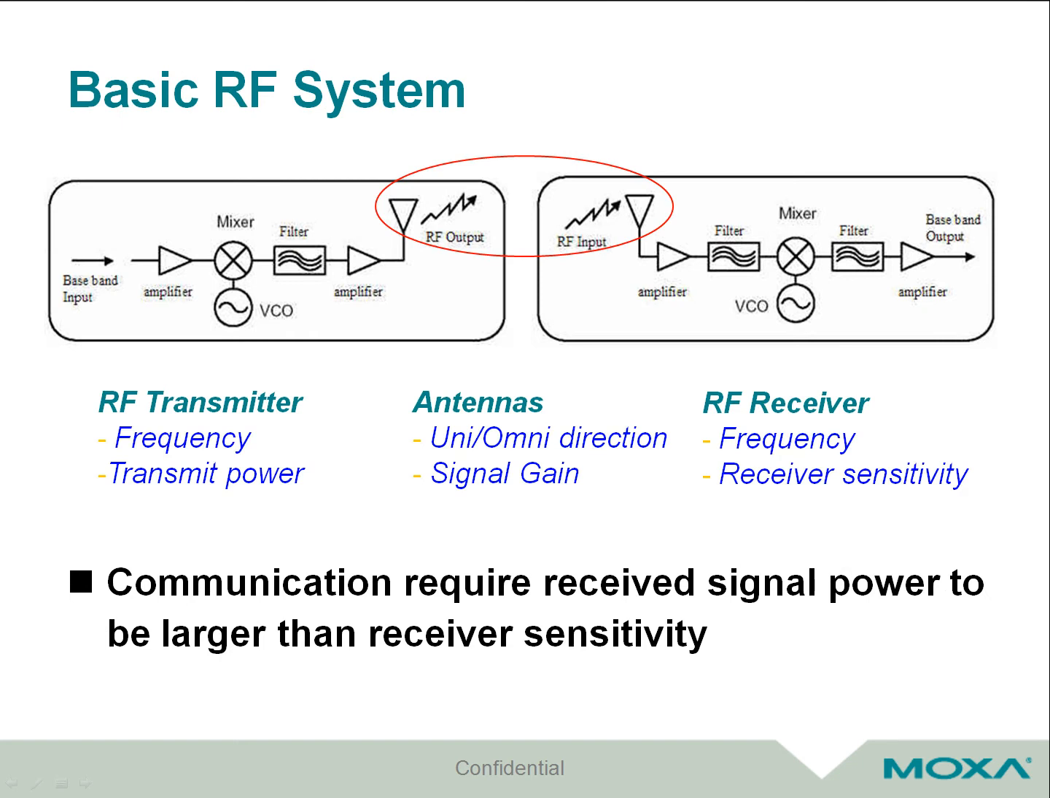Basic RF system consists of transmitter, radio receiver, and antennas. To have a successful communication between them, both transmitter and receiver should be tuned to the same frequency and have sufficient signal level. Received signal power should be higher than the receiver's sensitivity.